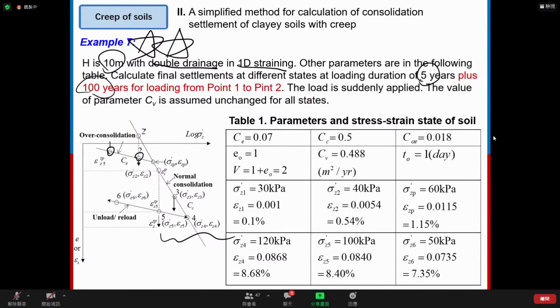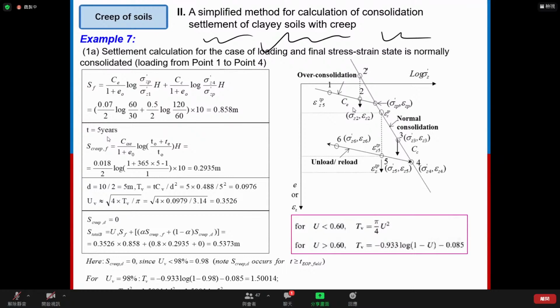I will just go through the question body with you. Let's move on, okay, one by one, the cases. From point 1 to point 4, we will surpass the pre-consolidation stress here. First one CE and the second one CC, we already have. So for calculating the S final, we should have two items. The first item for the OCL line, the second item for the NCL line, right?